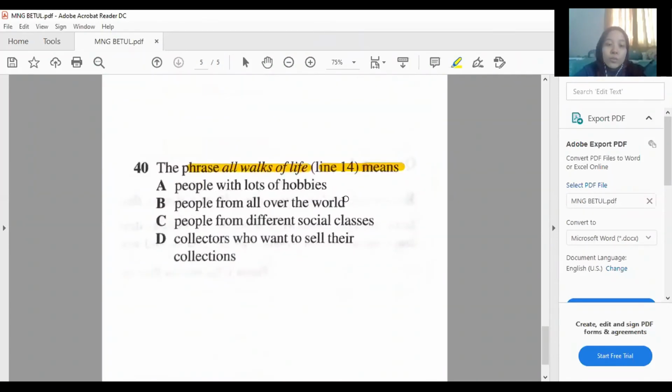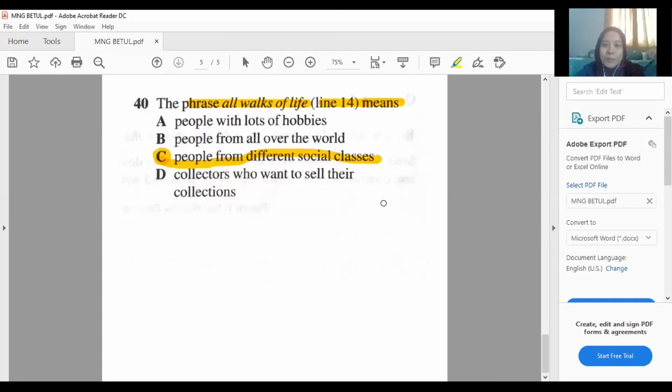From all over the world, no, because it is from all over the world, but this isn't the point that he is trying to deliver to us. People from different social classes, it might be, and collectors who want to sell their collections. No, because eBay is wide and people know that it is for everyone. So the answer is C, because based on our own knowledge too, we can use our common sense to know that it is people from different social classes, because obviously eBay is for everyone.